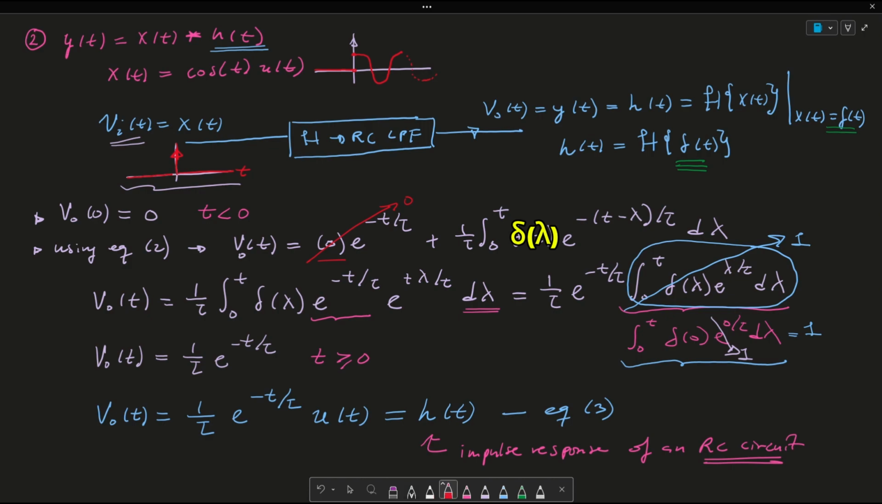Something we should note is that now we have two ways of solving for V out of t. We have this equation number 2, where if you remember, this here was my initial condition of my output, so V out at 0. And this here was my input, Vi of lambda. And the beauty of convolution, which we've seen here, is that now that we found this impulse response of this RC circuit, or this linear time invariant system, this low pass filter, we can now use this convolution equation, which I will call equation number 4. I hope the reason why we want to find this impulse response makes sense.